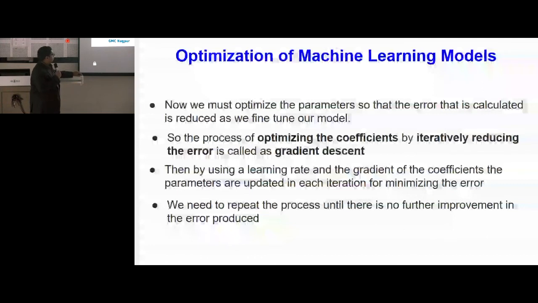So you need to define a learning rate. I will tell you what a learning rate is and what gradient descent is. So you need to optimize the parameters such that the error is reduced. You fine tune the model.